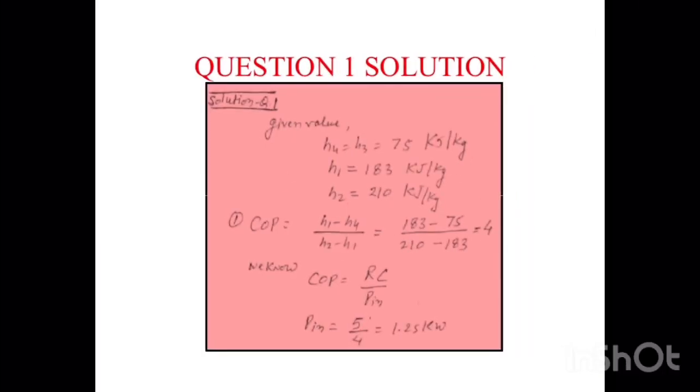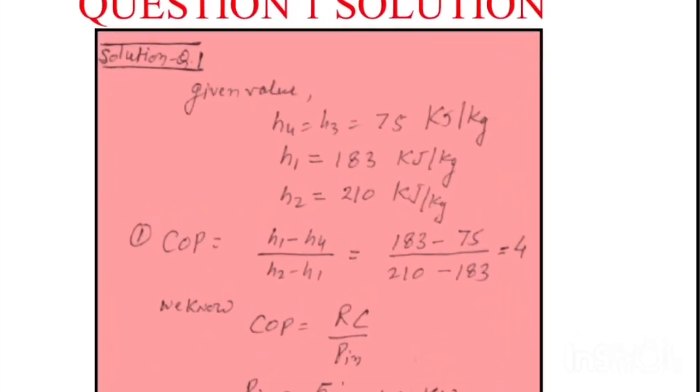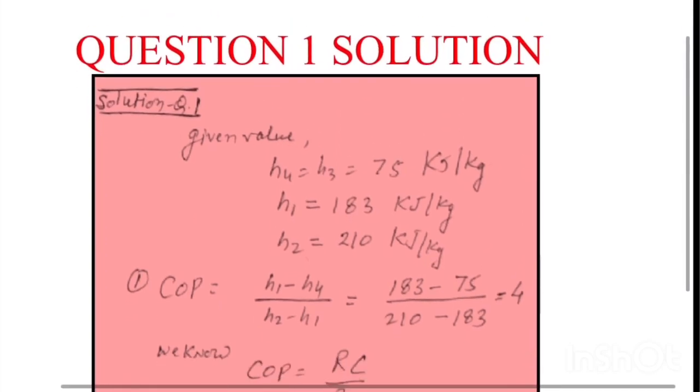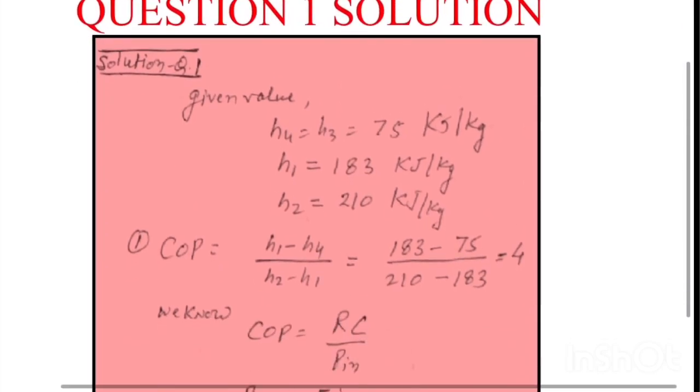We know the enthalpies at the points. It is given that the enthalpy at the end of the condenser, H3, is 75 kilojoule per kg. The enthalpy at the inlet of the compressor, H1, equals 183. The enthalpy at the outlet of the compressor, H2, equals 210.